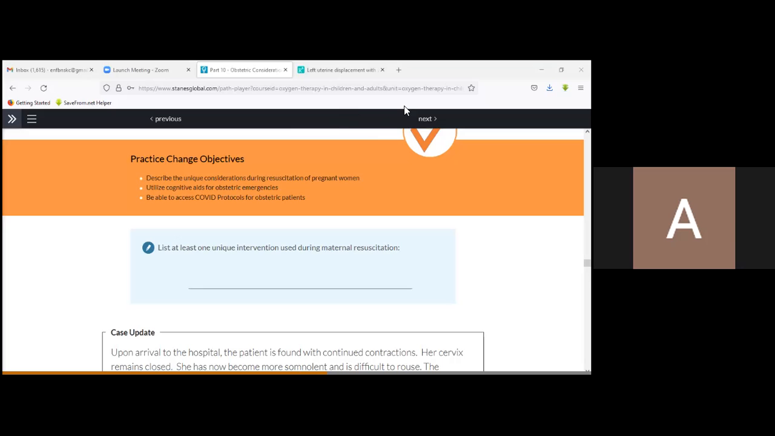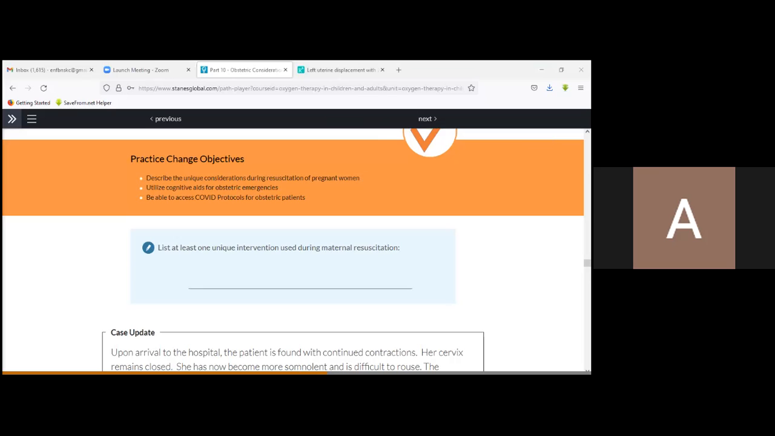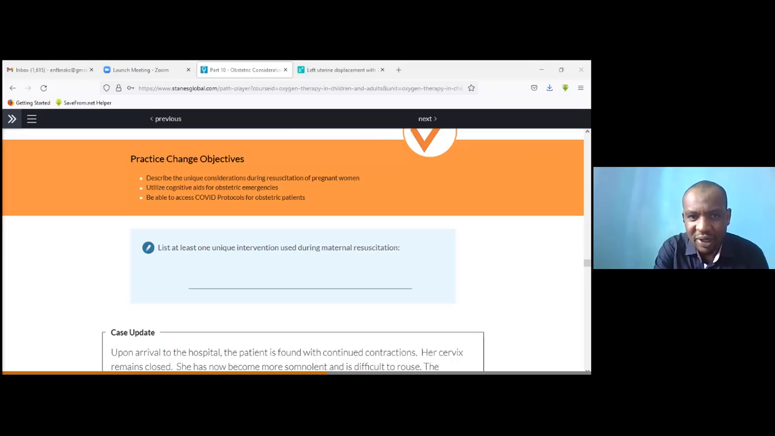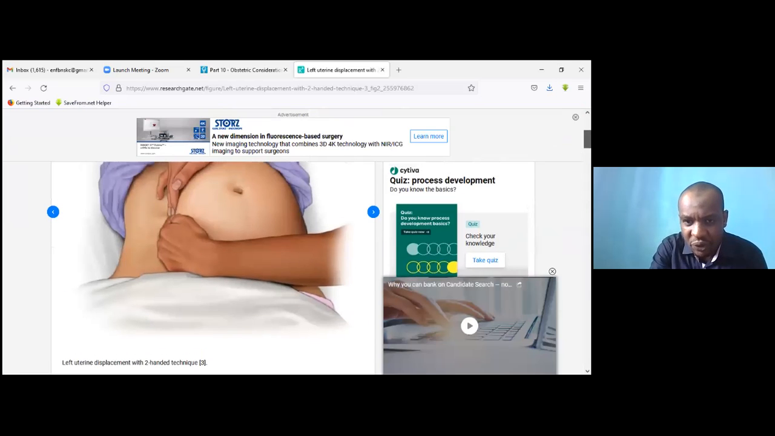Okay, responses are coming already. IV fluids, oxygen, capnometer. Yes, I think IV fluid, oxygen therapy, left lateral position, capnometer. Well, they are talking about something unique, an intervention. I think all these are required, but one major unique thing that I see there is the left lateral tilt, which is required when resuscitating a pregnant woman.